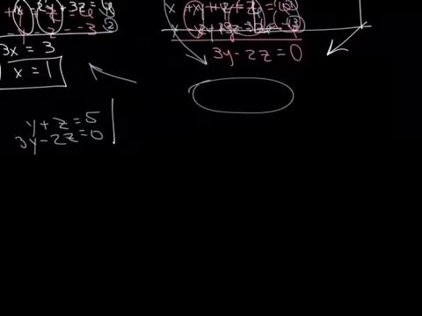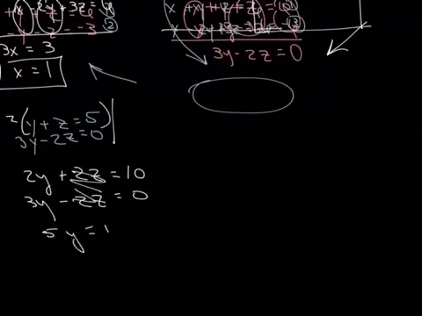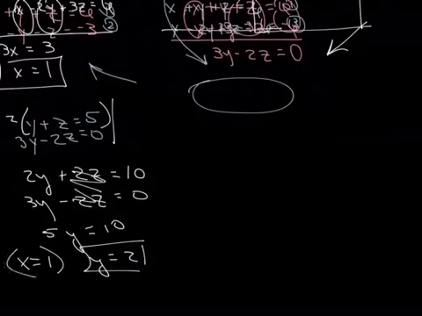multiply this one by 2. So I get 2y plus 2z, I put a little line there so you know it's a z, equals 10. And then I have 3y minus 2z equals 0. Those go away. And I end up with 5y equals 10, so y equals 2. So I have x equals 1 and y equals 2.